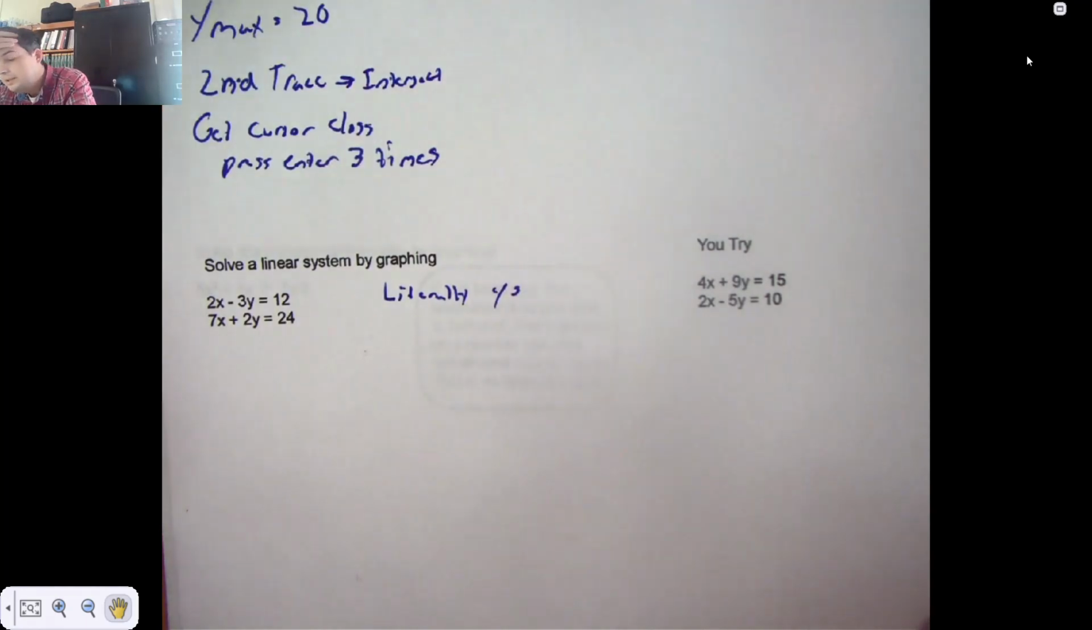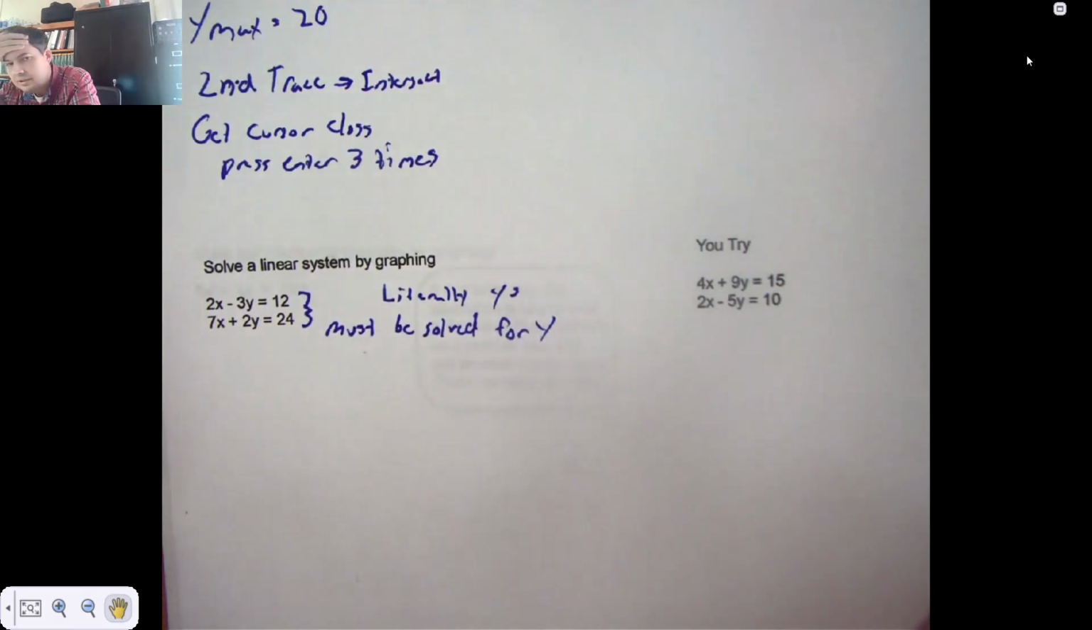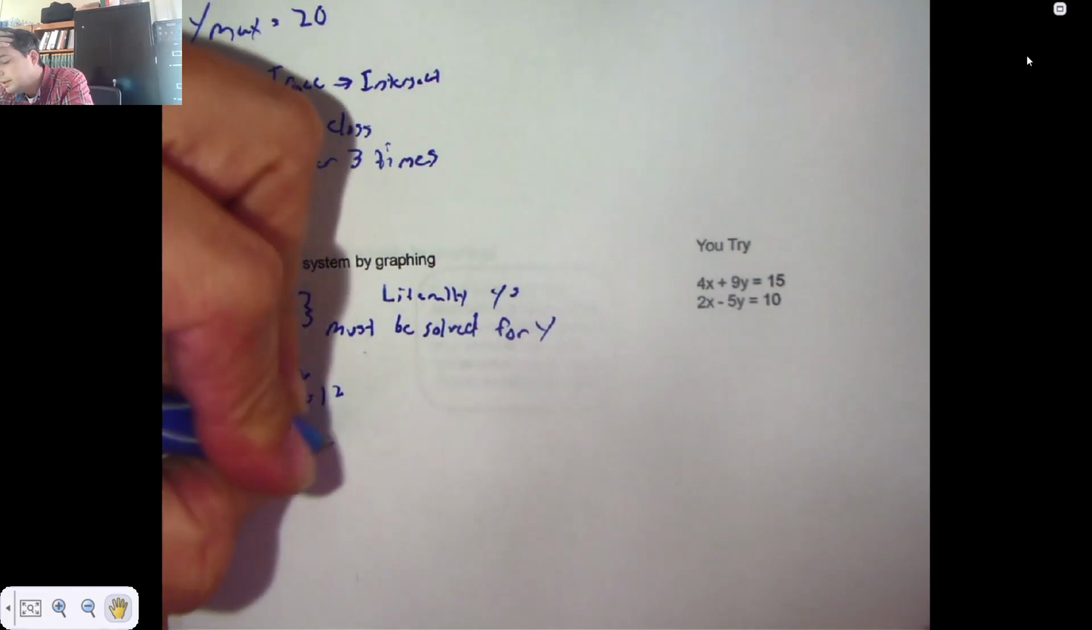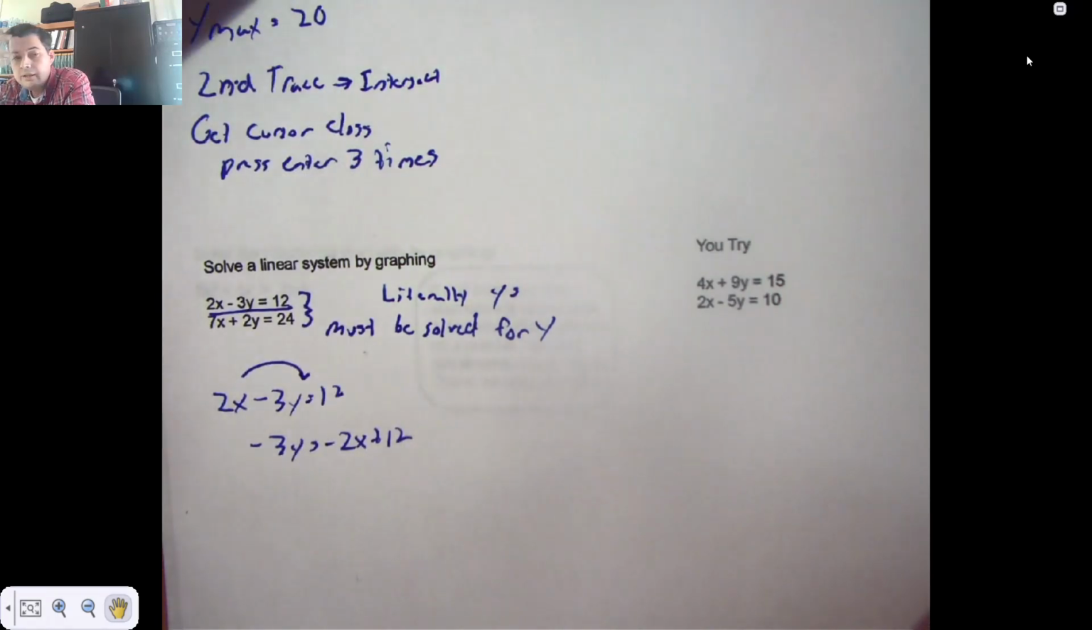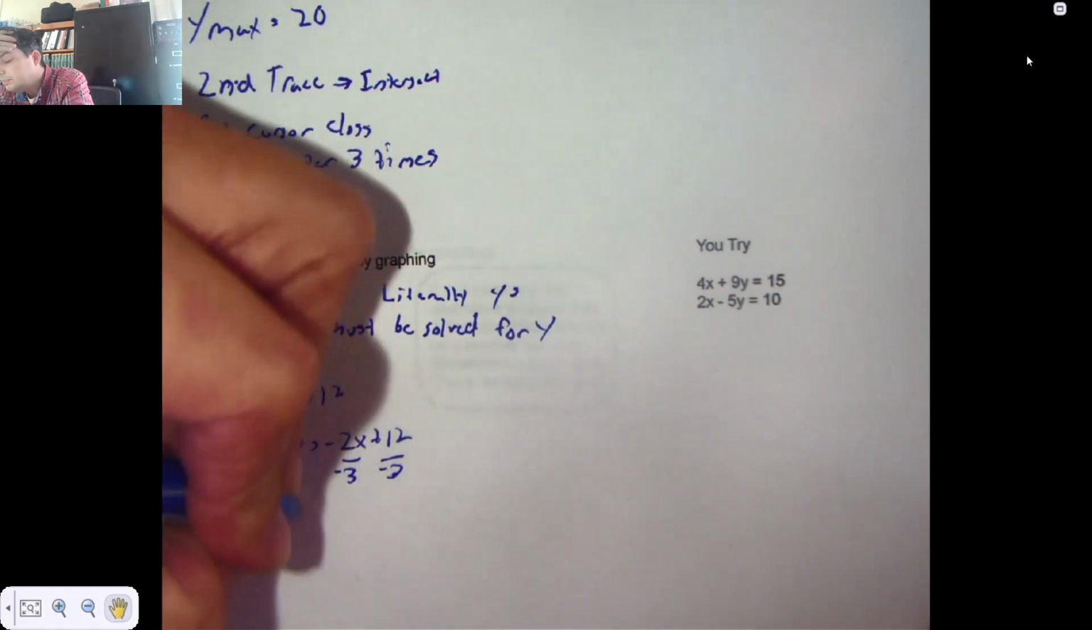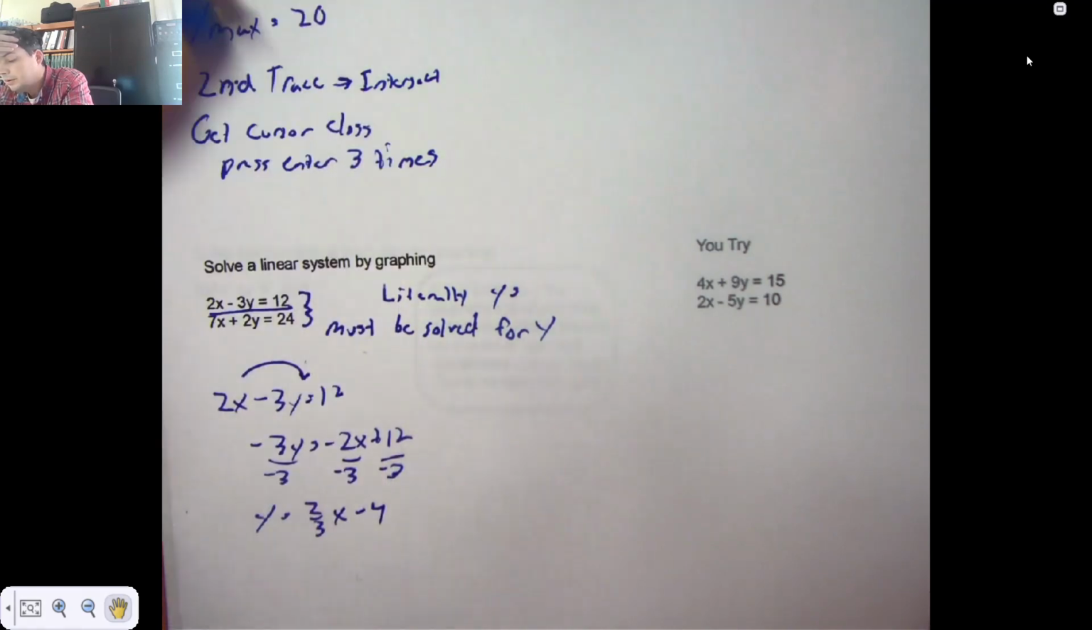Keep this video short. Solve a linear system by graphing again, and you are literally pressing y equals. So that means that these equations must be solved for y. There's only a handful of y'all that can't do that, but it's not a hard skill, is it? So I'm going to look at this guy first. 2x minus 3y is 12. I'm going to jump my 2x over. Negative 3y is negative 2x plus 12. Then I'm going to divide by a negative 3. And I get that y is a positive 2/3 x minus 4.